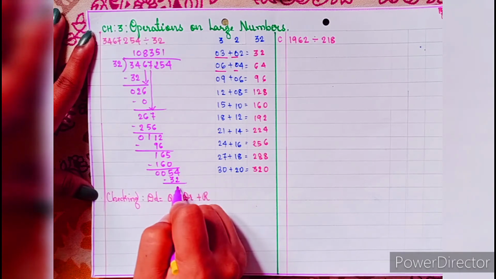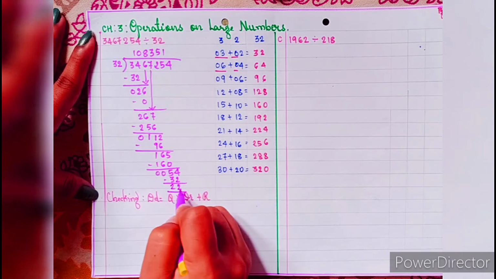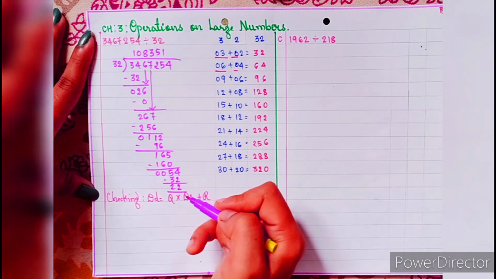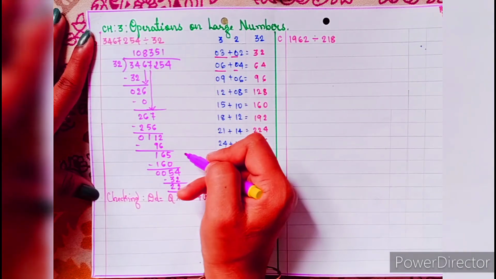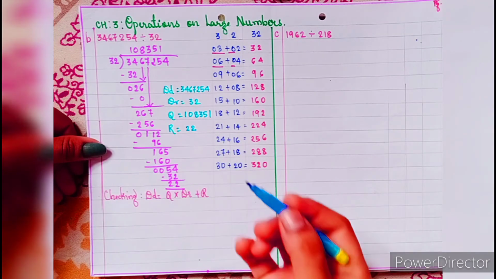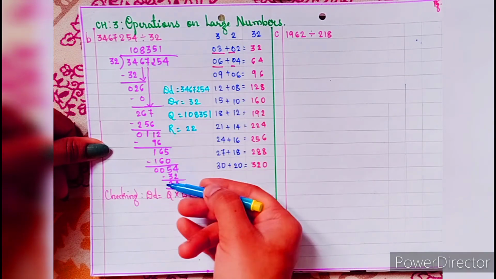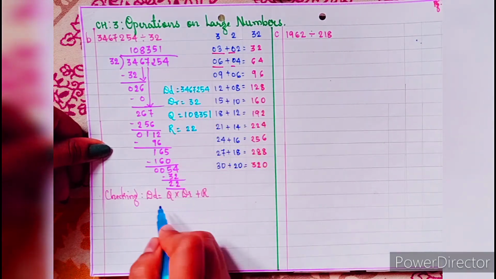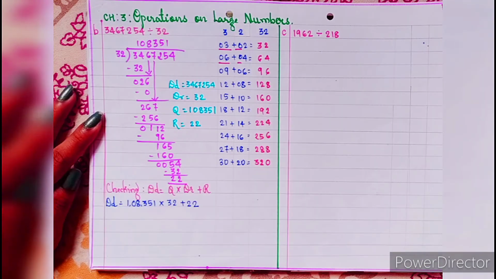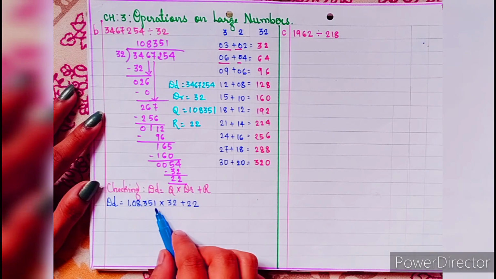From 4, 2 goes out, remains 2. From 5, 3 goes out, remains 2. Thus what remainder we have got? Remainder is 22. So let's list the various terms, which is dividend, divisor, quotient and remainder. Now I have listed here dividend, divisor, quotient and remainder, and now let's write these values into this formula. So this is how I have written the values, that is 1,08,351 into 32.